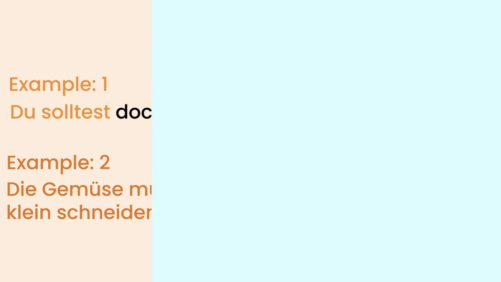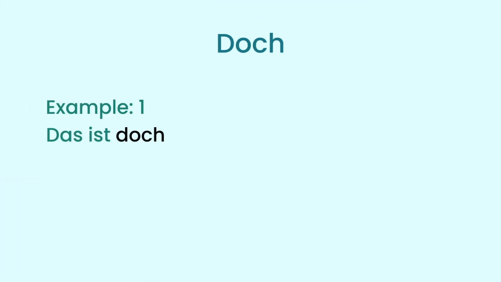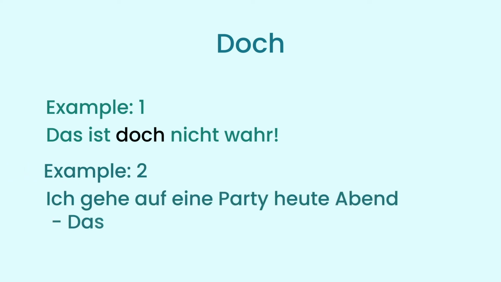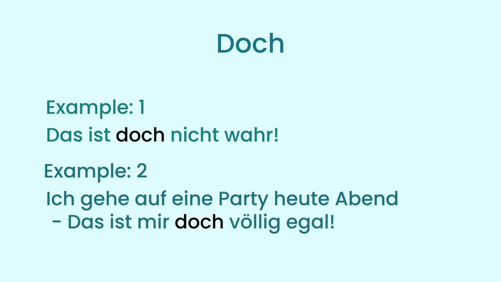Let's see the further application of doch. Das ist doch nicht wahr. Ich gehe auf eine Party heute Abend. Das ist mir doch völlig egal. So in both of these examples, taking the second example for the explanation, somebody is mentioning that they are going to a party tonight and you are totally against it, and you're trying to say it doesn't matter to me at all, which is a little contradictory idea, and you're trying to say that it absolutely does not matter to me.